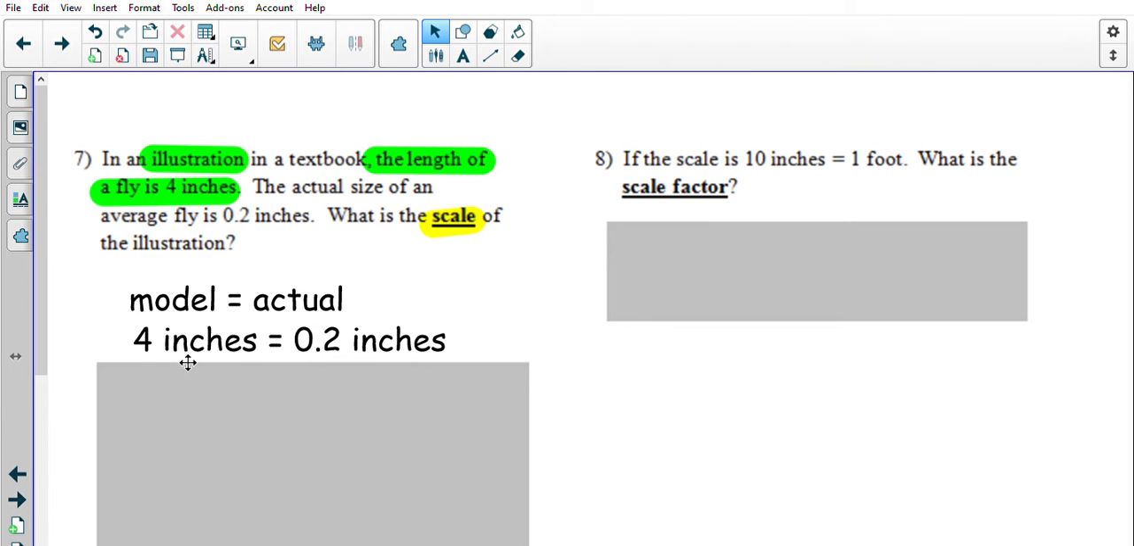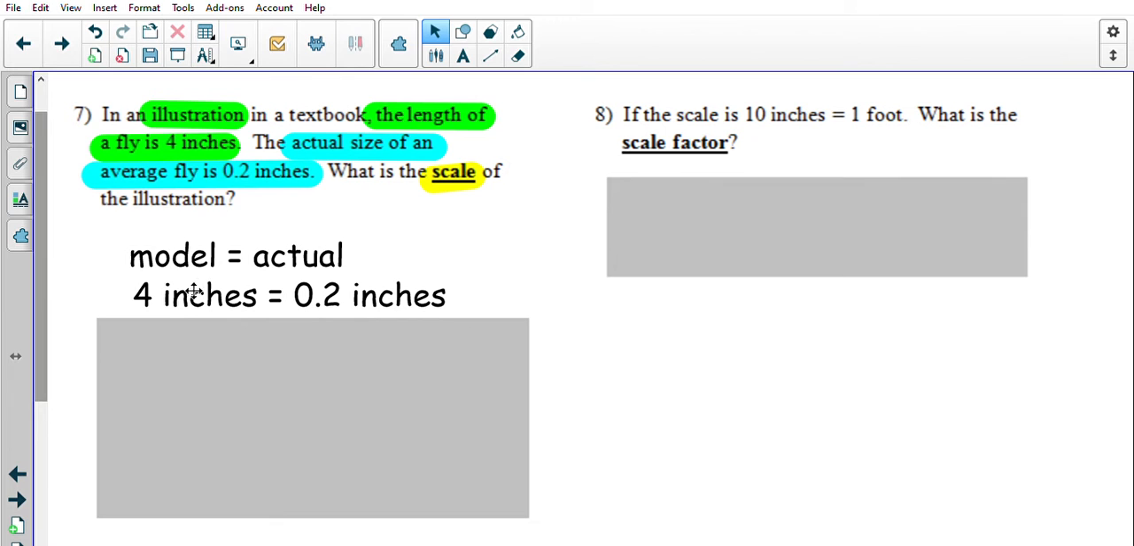Okay, so the model is 4 inches. Actual is 0.2 inches. I think I had them backwards previously because this is one where we're actually enlarging it, which is a little bit different. Just silly me making a mistake. It happens sometimes when you're typing things in quickly. So we have 4 inches on the model, and that illustration represents 0.2 inches in real life.